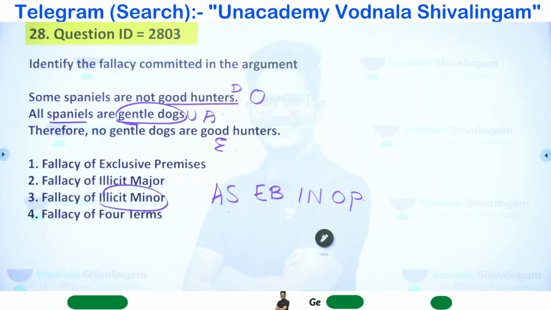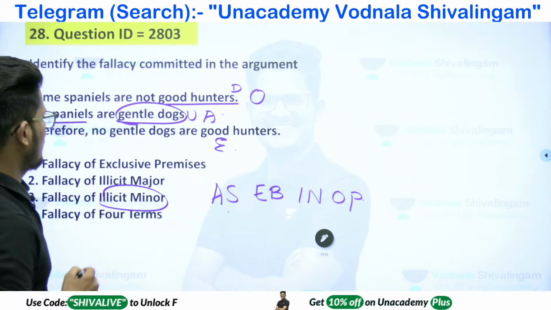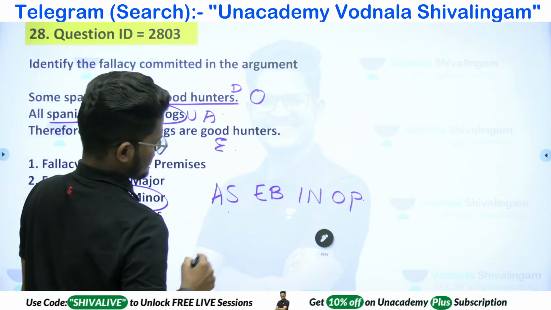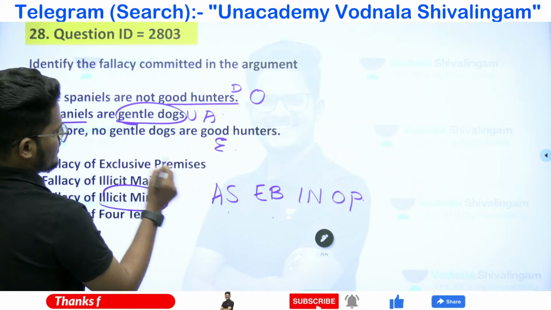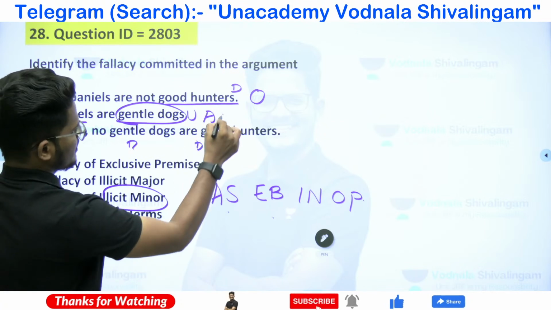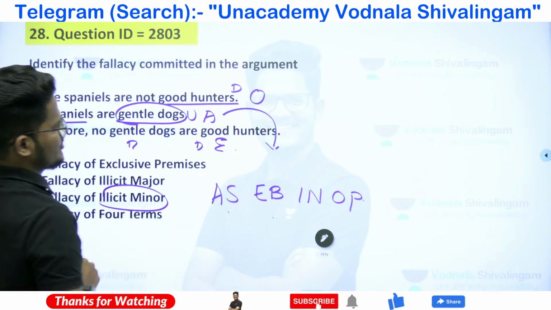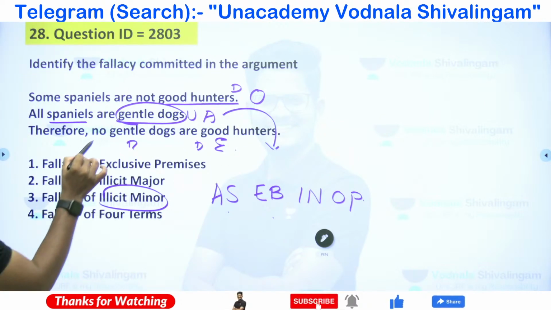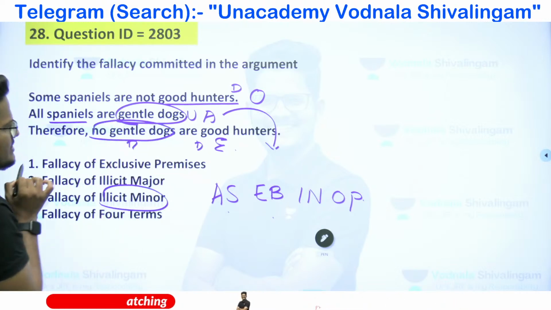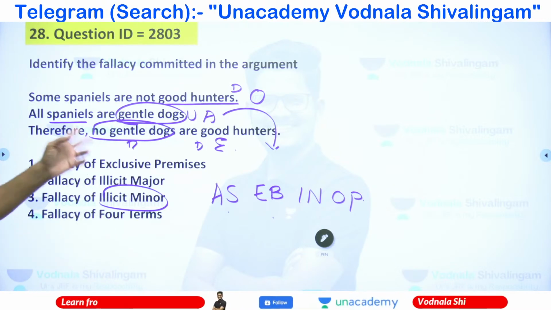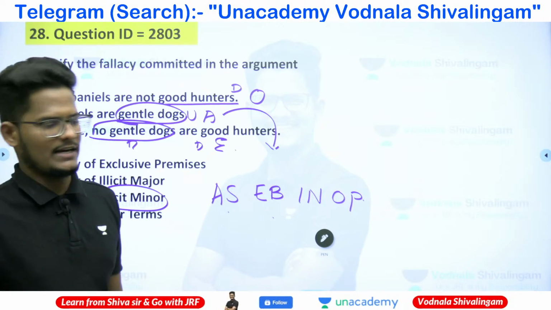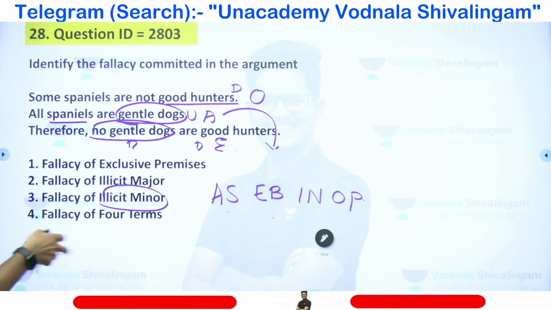Okay. Next is that no gentle dogs are good hunters. No gentle dogs are good hunters. Both will be distributed. So distributed, distributed. From the undistributed to distributed is going on. That too, it is the minor term in the conclusion, and the same one is illicit minor, the term which is getting undistributed to distributed. That is why it is the illicit minor fallacy.